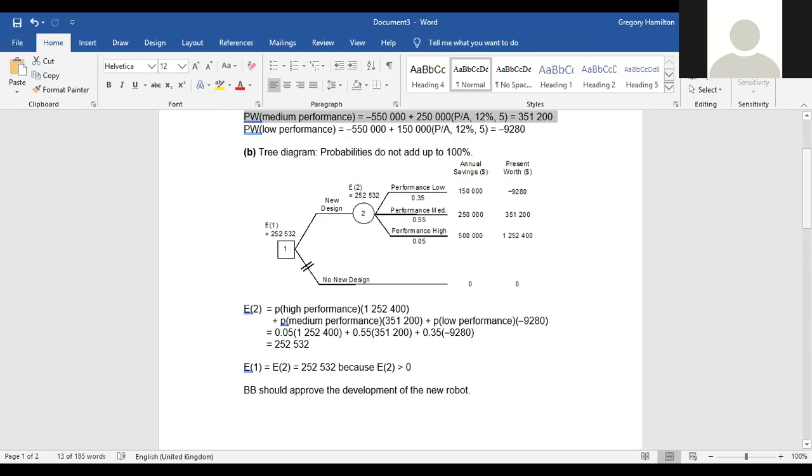I'll post the decision tree for you guys so you can see it as part of the solution. All right, so we were going to do this question, but tell you what, I'm going to give you this question as your homework, and then I will post a solution to it. So please do question 12.36 for homework, and I will post a solution to this.